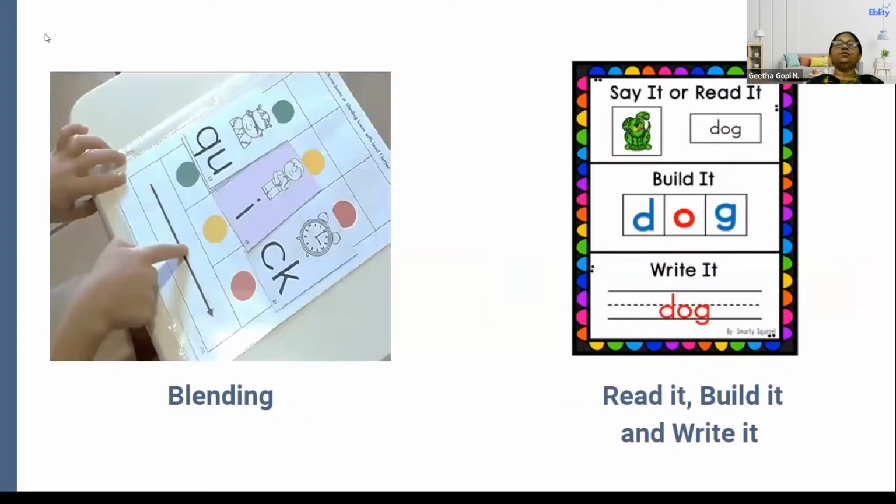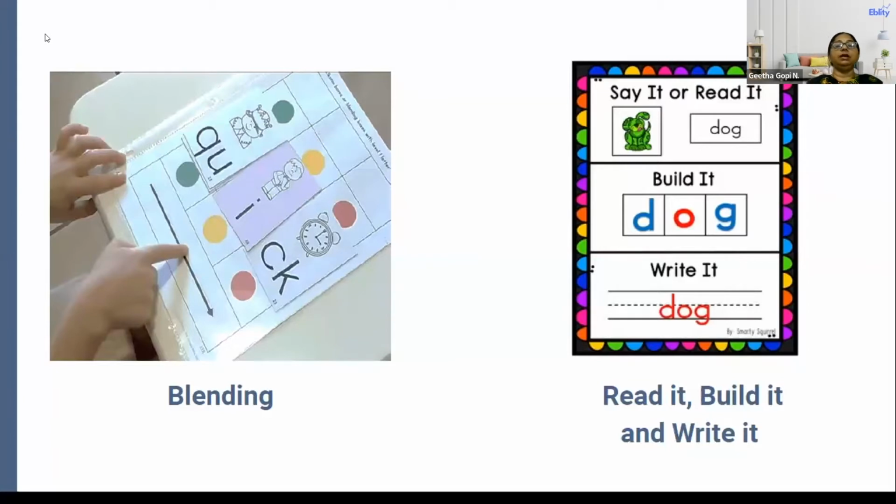The act of blending, again putting the sounds together, and many of these children, if they have difficulties with blending, they may need some visual to know where to start and how to go through the word and how to end the word. So if you look at the picture here, they've used the traffic signal lights, the green, the yellow, and the red, to show where to start. So green is for the start, you go, you move on, and then you end with the ending sound. Again, the arrow also gives an indicator of where to start from and where to end the word.